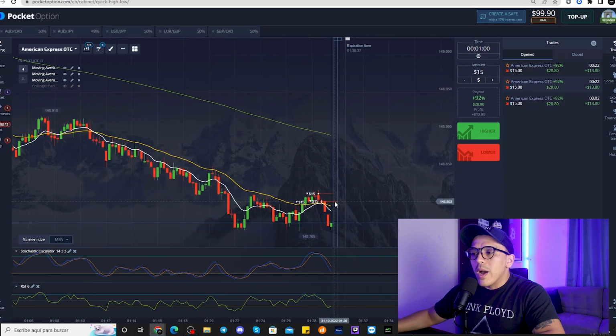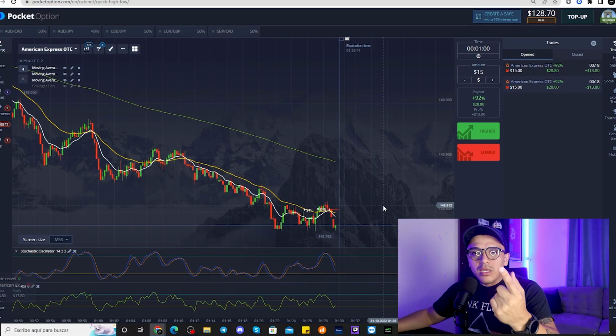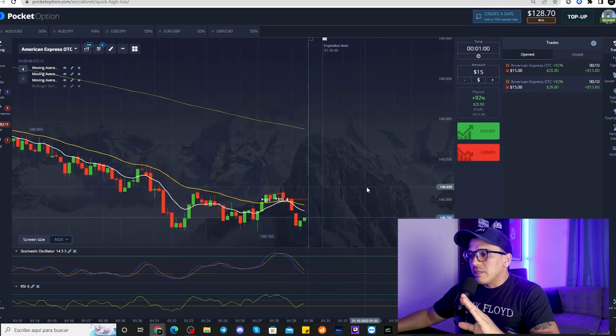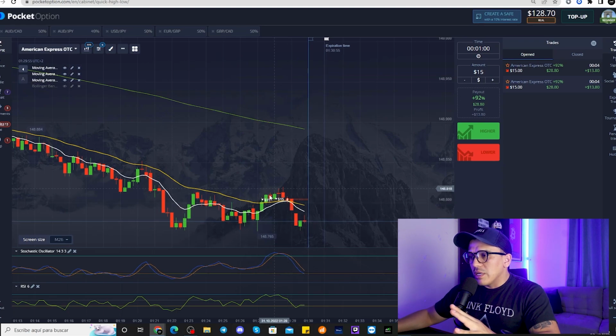We are going to trade on the 1 minute time frame. The first rule is we only trade following the trend. That's it. Only take the trades that follow the trend. And the second rule is we are going to trade when the white moving average and the yellow moving average cross, like in this example here, touching and starting to go down.